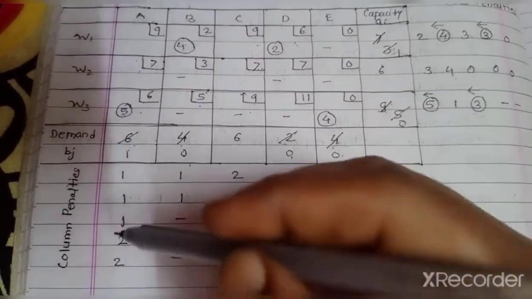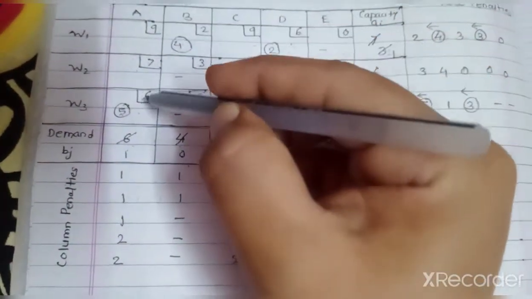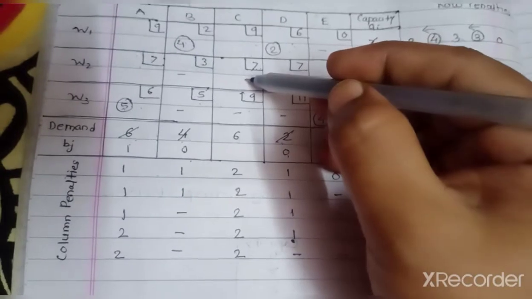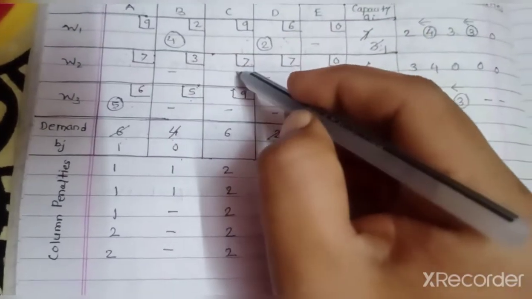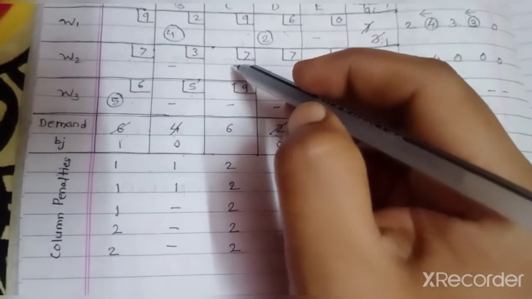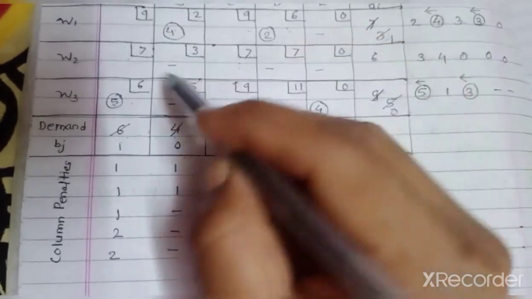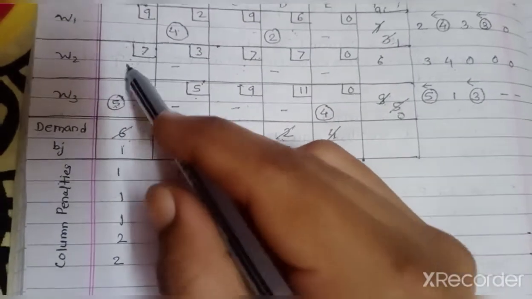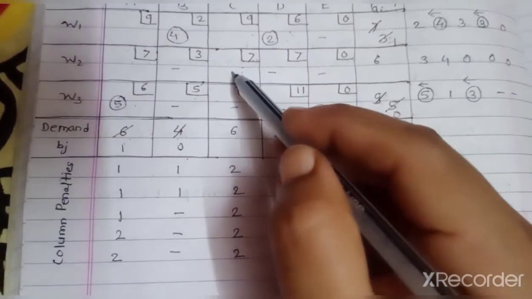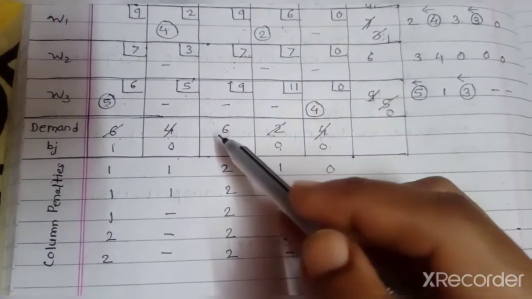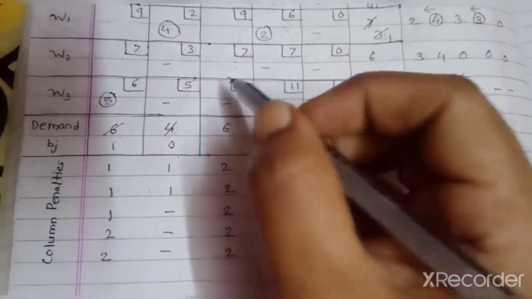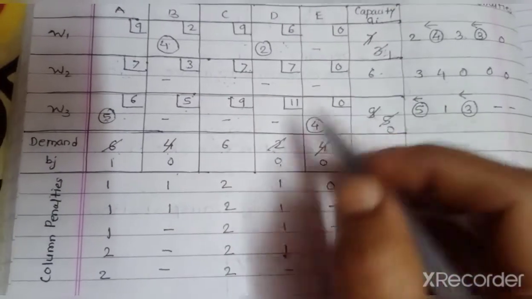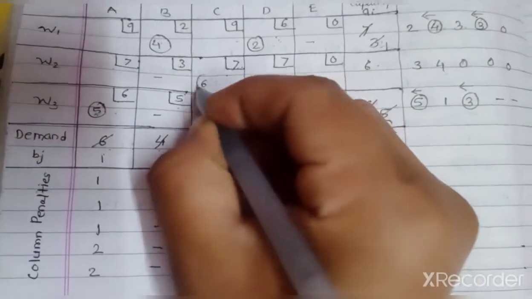So we check which one is the least cost in this column. Here it is 7. In this column again the least cost is 7, so we get the same cost. So we check on which cost we should fill the maximum allocation. If we choose this 7, we fill 1. If we choose this 7, we fill 6. So we choose this 7. Both entries are the same, so we fill 6.